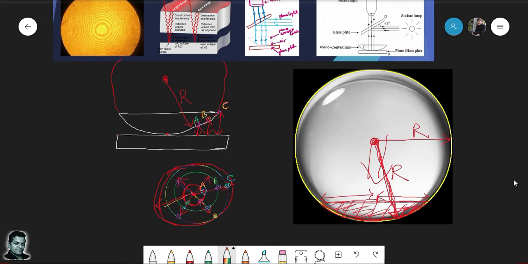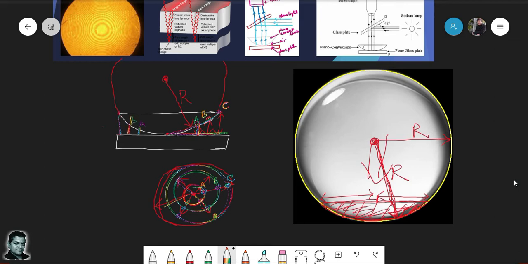Why am I talking about this? Because at a later stage you will have to remember that the thickness of this wedge-shaped thin film at, let's say, A is the same all around this circle. Then the thickness at the point B, which is a little larger than at the point A, is also the same around this circle. Then the thickness at C, which is again a little larger than at point B, is again the same for all points on this circle. So here, let's say this is the point A, this is the point B, this is the point C.